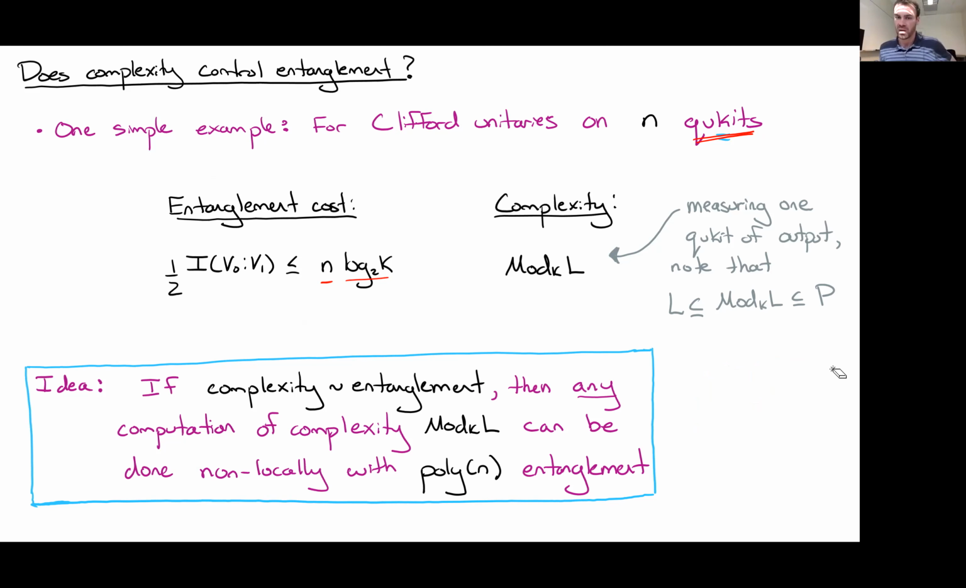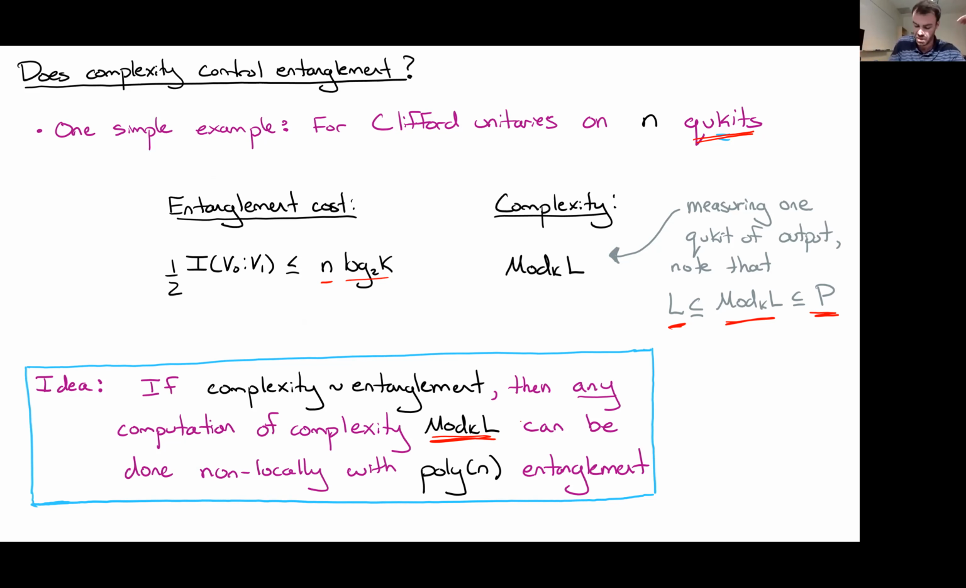So Cliffords have sort of low complexity in that they are inside of the class P, and they are computationally a bit more powerful than this logarithmic space idea. This example is useful to us because it's a case where we know the entanglement cost and we know the complexity. The idea is that if really the complexity controls entanglement, then a consequence would be that any other computation I try to do, not just implementing a Clifford, but whatever else, if the complexity is inside of this class mod KL, then the entanglement cost should again be low.